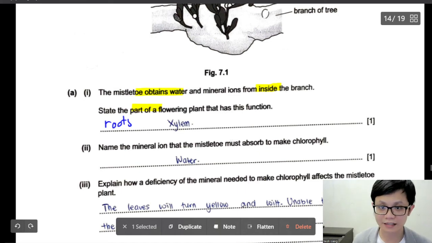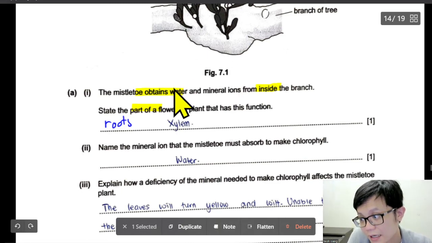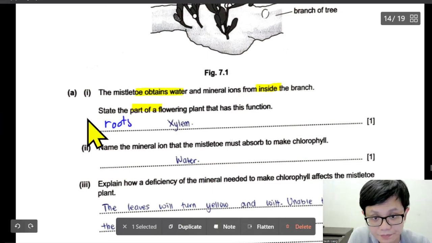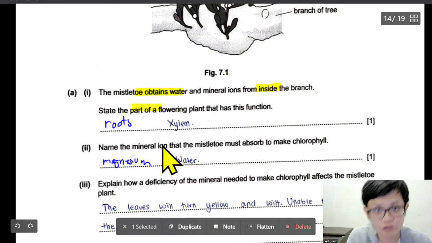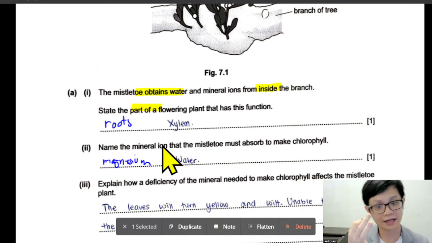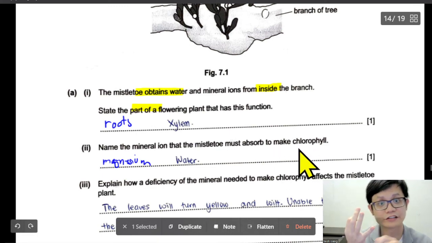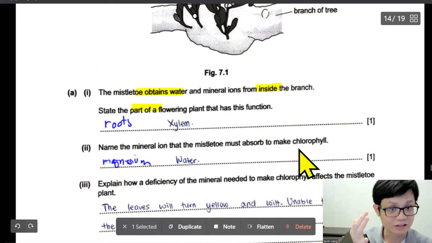So the answer for this one is what? Okay, it's not water. The answer is magnesium. Okay, we only study 3 deficiencies. Deficiency in magnesium, where it's needed for the plant to make chlorophyll. So deficient of magnesium, the leaf is not green color.